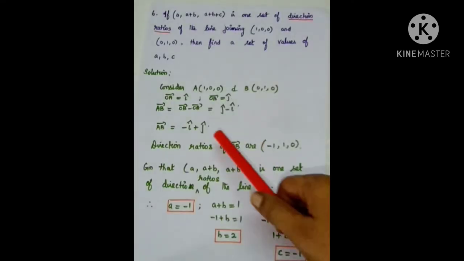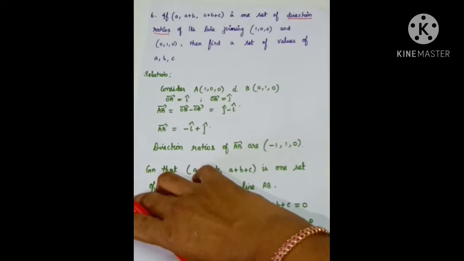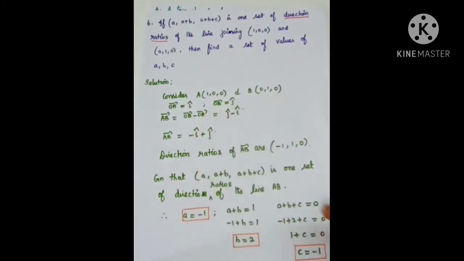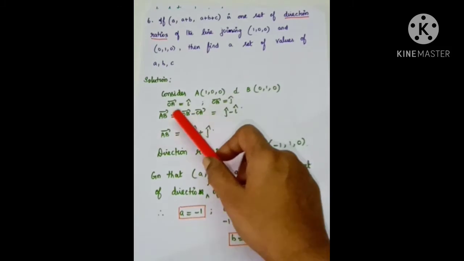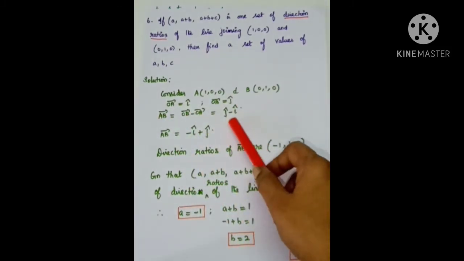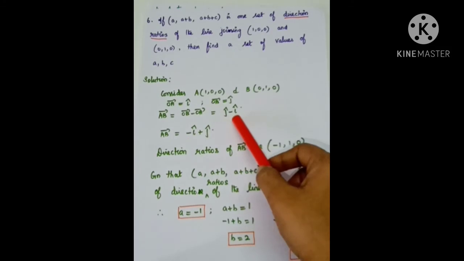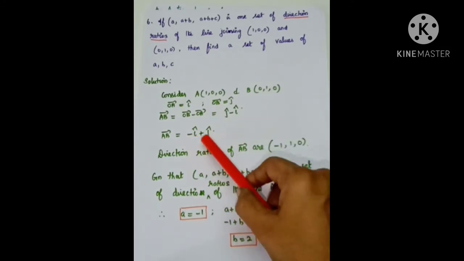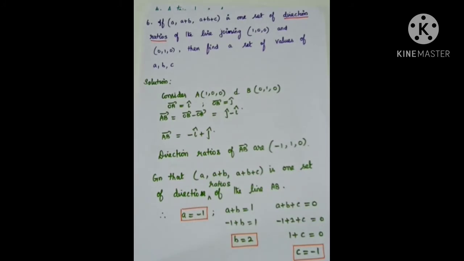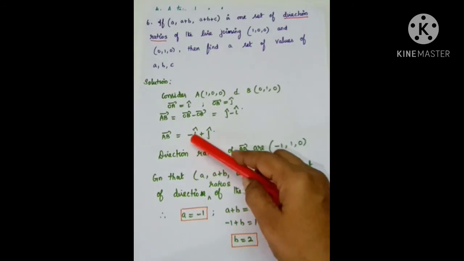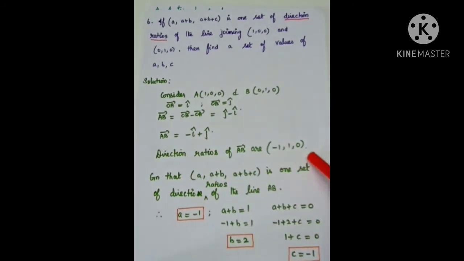So that only I have written here. AB vector is the OB vector minus the OA vector. So using position vectors, we have written that vector: the position vector of the second point, that is B, minus the position vector of the first point. If you subtract, you will get minus i cap plus j cap. So the AB vector I have written. Now you have the one vector. So from that, how to find the direction ratios? They are the coefficients of i cap, j cap, k cap. So that is minus 1, 1 and 0.